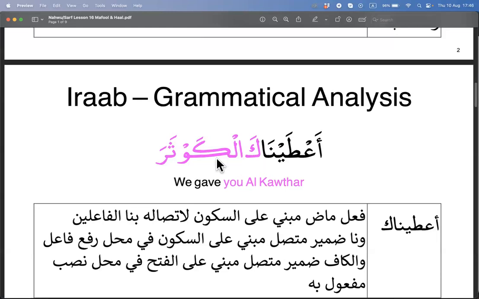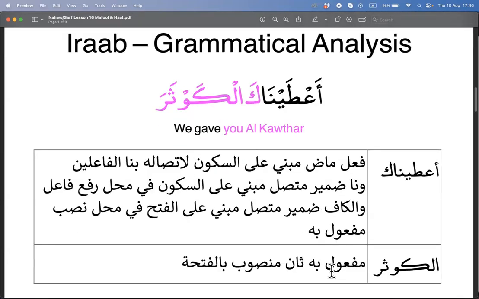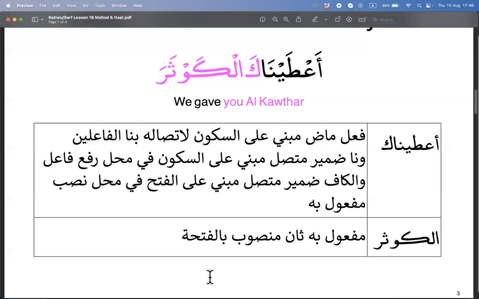And then al-Kawthar is ism, is nasab. So this is what kind of maf'ul? Maf'ul al-Kawthar. Is it maf'ul bihi? Yes, it's maf'ul bihi also, right? So some verbs can take more than one maf'ul bihi. You can say we gave to who what, right? You gave what to who, right? So in irab you say maf'ul bihi thani mansub bil fathah. Okay.